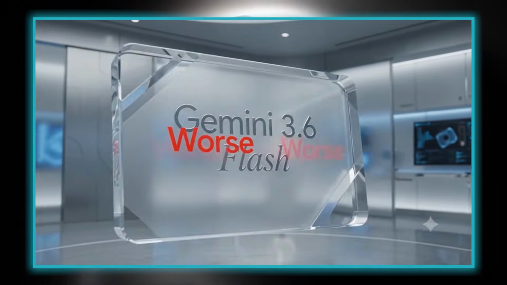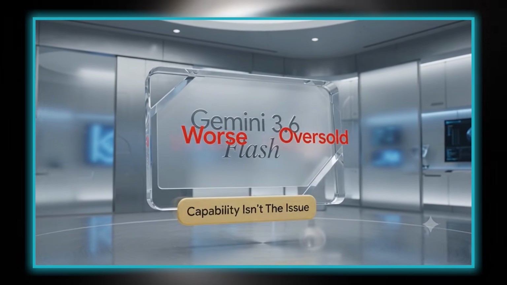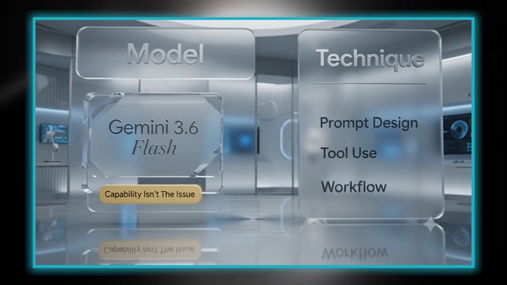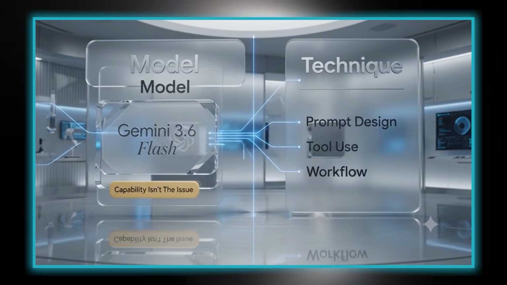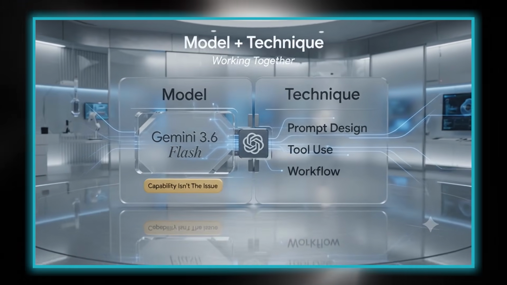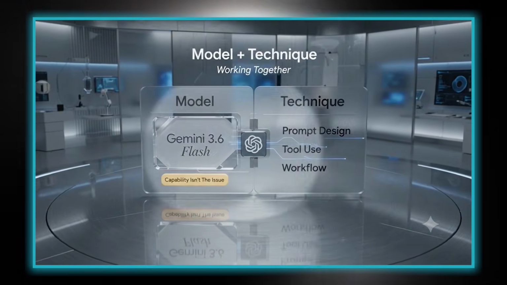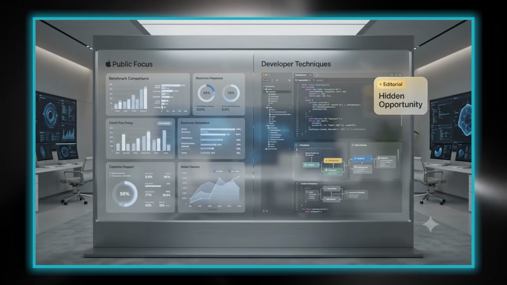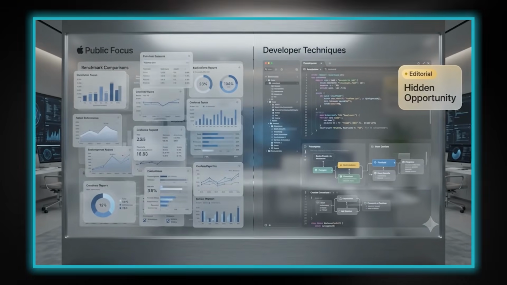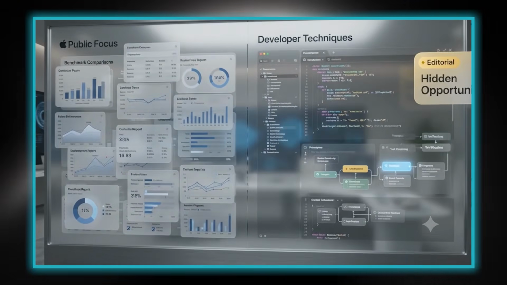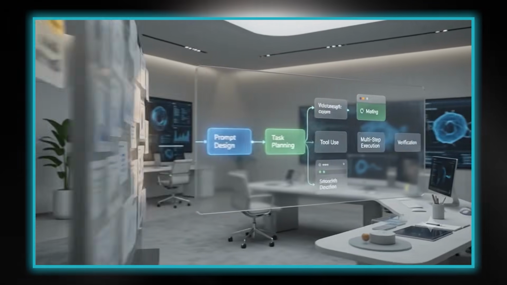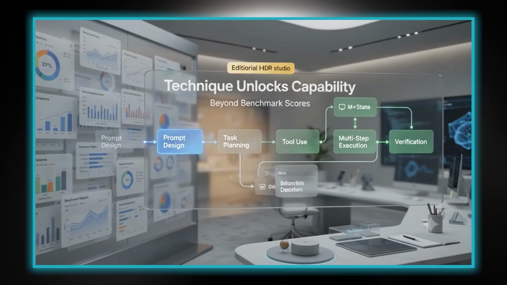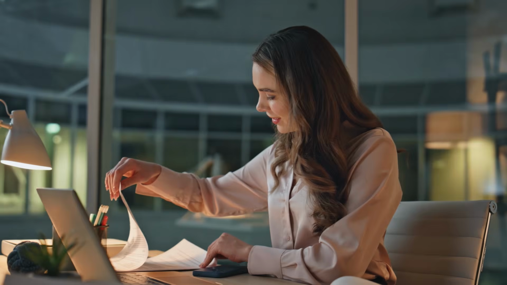To be clear, that doesn't mean 3.6 Flash is somehow worse, or that Google oversold it. It means the model and the technique have to move together. And right now, almost all the public attention went to the model, not the technique. That imbalance is the opportunity. Everyone chasing this launch is comparing benchmark charts. Almost nobody's telling you how to actually extract the coding and agentic gains Google claims to have built in. That's the next section. And it's the one that actually changes what you get out of this model starting today.